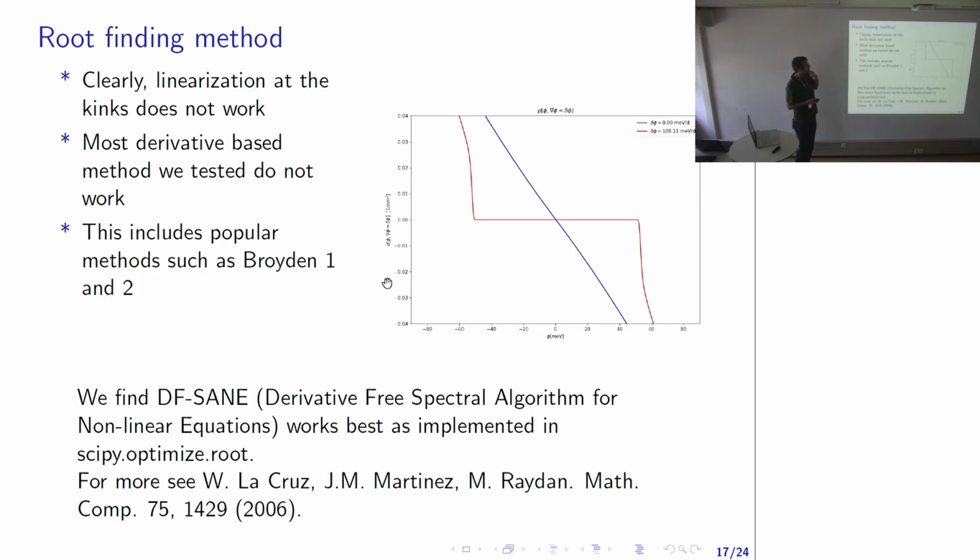Right, so a word on root finding methods. Things like Broyden don't work here, because you can't linearize the function around this kink, obviously. So this is a problem. I found that, so I just tested all the SciPy implemented root finders. I did not do really a lot of work on this. I just used what was there. And DF-SANE stands for derivative-free spectral algorithm for nonlinear equations, and this works, actually.